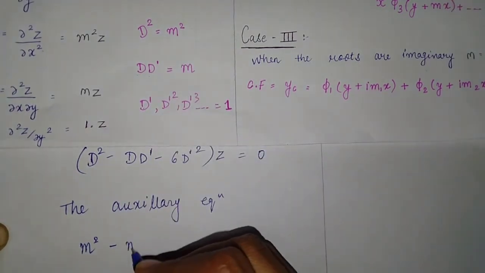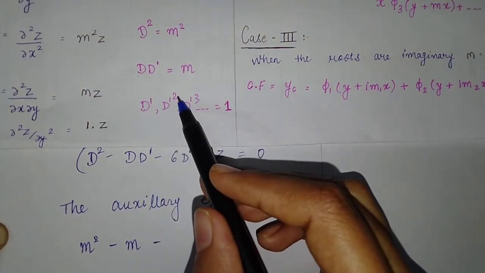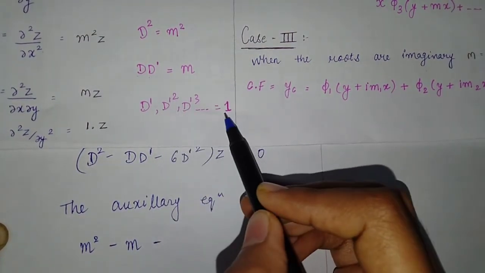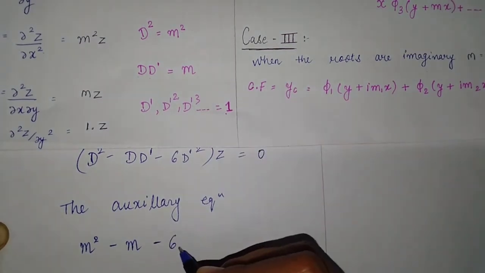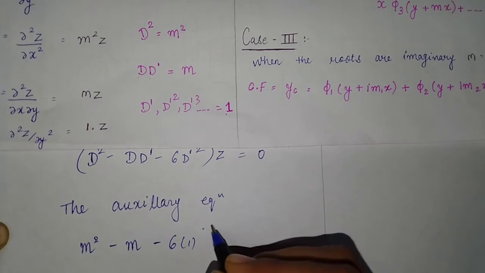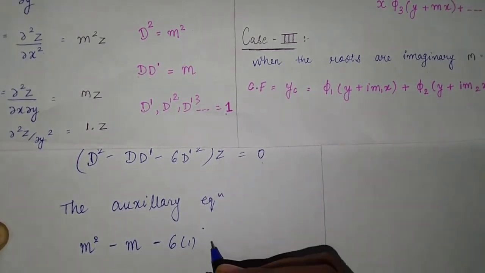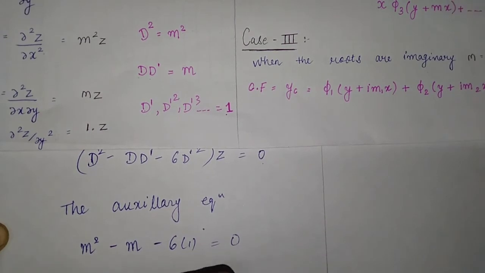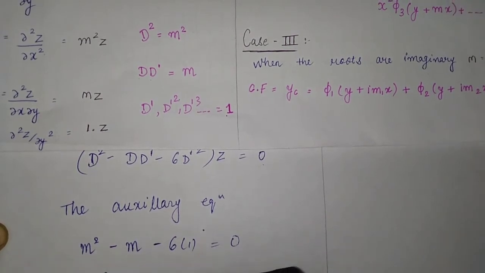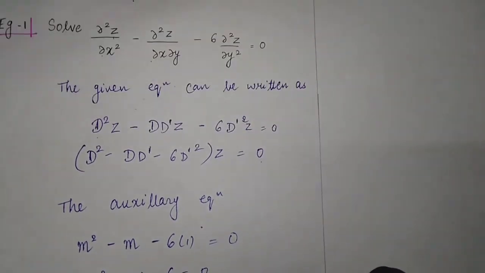So here I will write m minus, and in place of D dash square, its value is always 1. So here I will write 6 into 1, that is 6. Okay? And this z will go here, so its value will be 0. So I got this equation m square minus m minus 6 equal to 0. Okay?